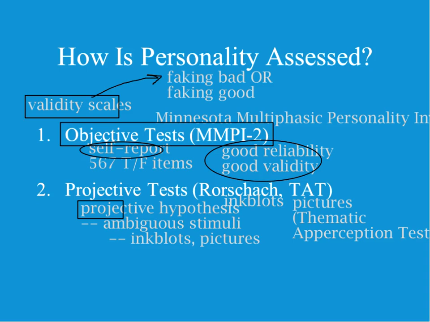We said the Wechsler tests for intelligence have good reliability, good validity. Which of these have good reliability and validity? Well, that was the objective test with the MMPI-2 being one example. Okay? Questions? Any confusion with that at all? Excellent. We're making good time here.